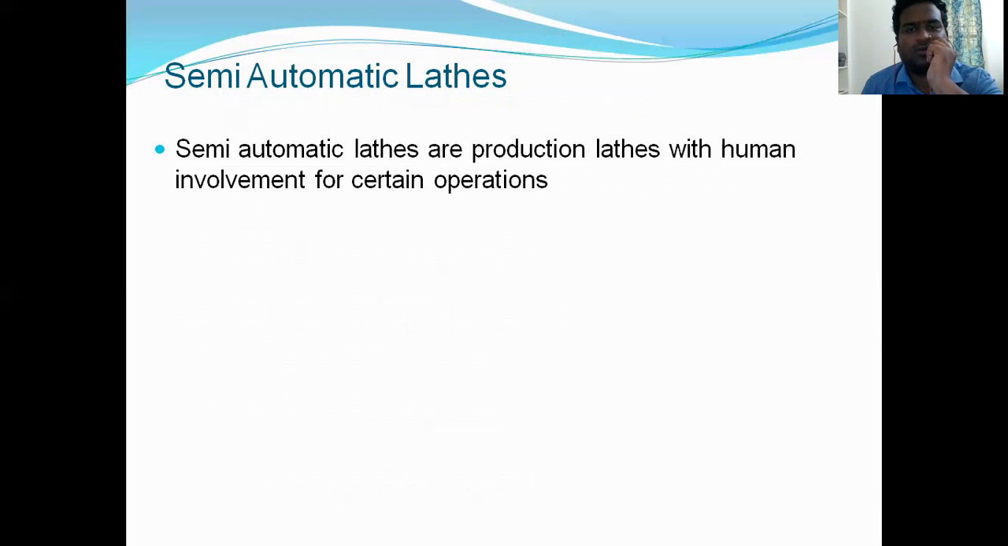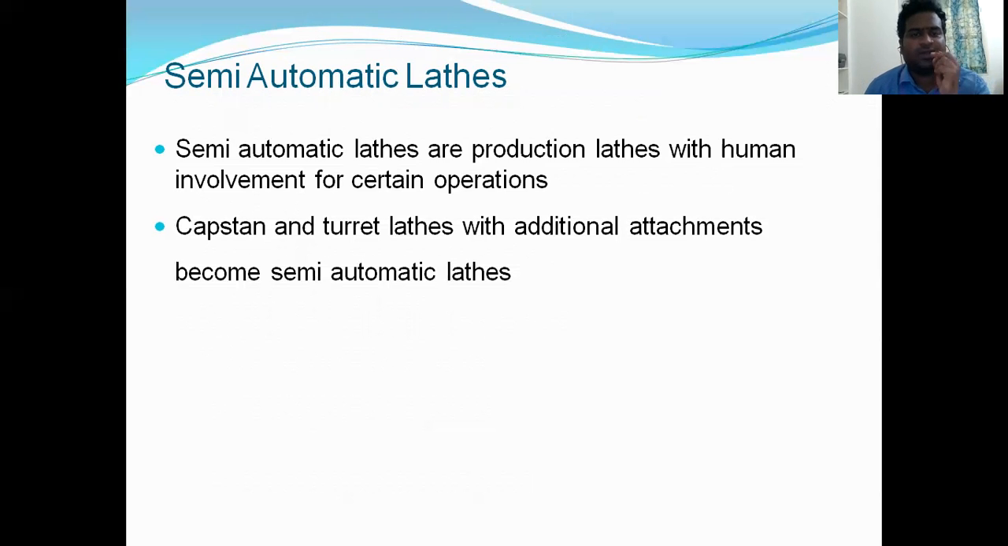Semi-automatic lathes are production lathes with human involvement in certain operations. Capstan and turret lathes with additional attachments become semi-automatic lathes. We already know about the capstan and turret lathe. If we add some additional attachments to it, it becomes a semi-automatic lathe. This is also called retrofitting.